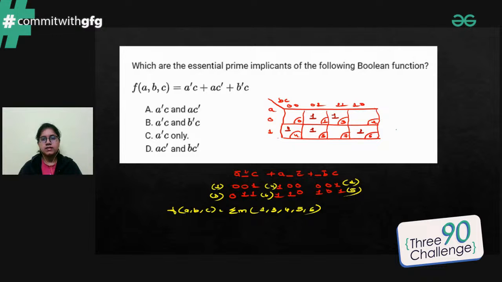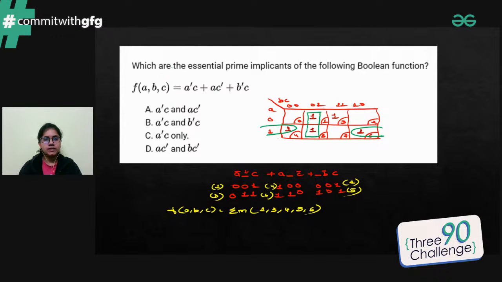So as you can see, let's consider this one. How can we cover this one? We can cover this one in this way. Like this we can do the grouping. You know the adjacent cell grouping. So this is how we have done the grouping.